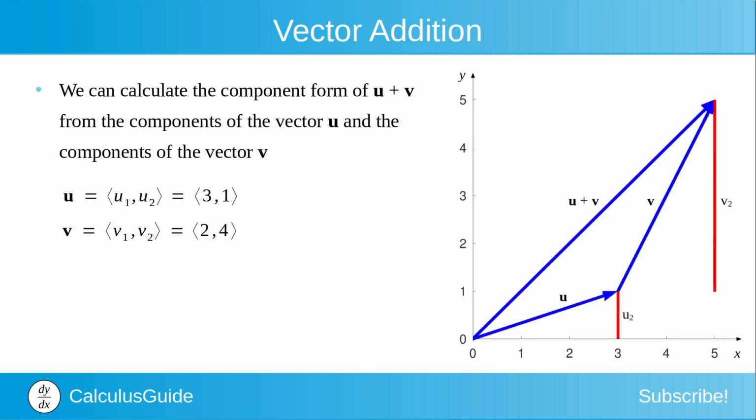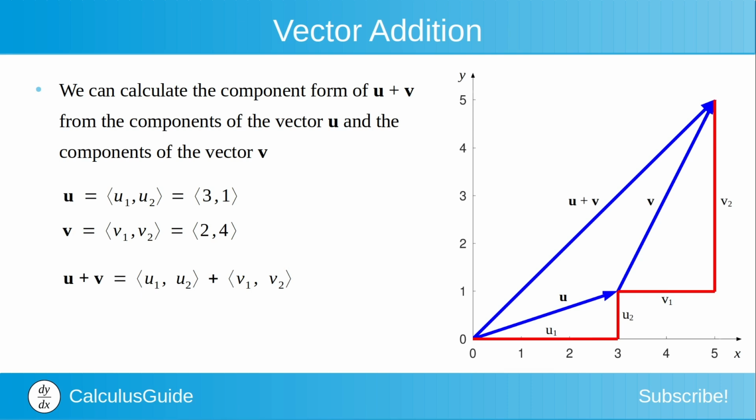And we can see to the right that if we add u2, the vertical component of the vector u, to v2, the vertical component of the vector v, that will give us the vertical component of the resultant vector u plus v. We add the vectors u and v by adding the components of the vector u to the components of the vector v.